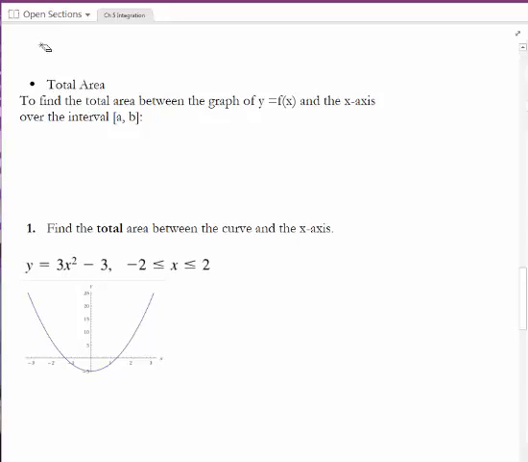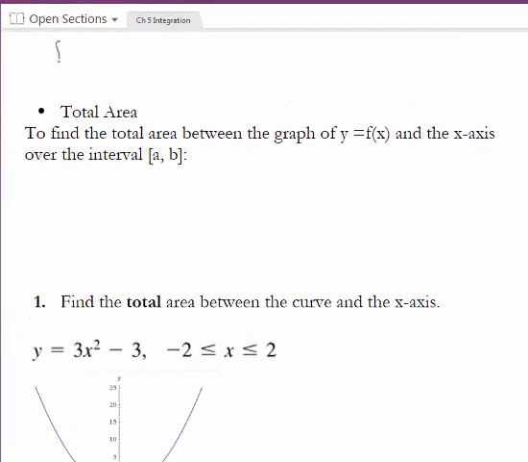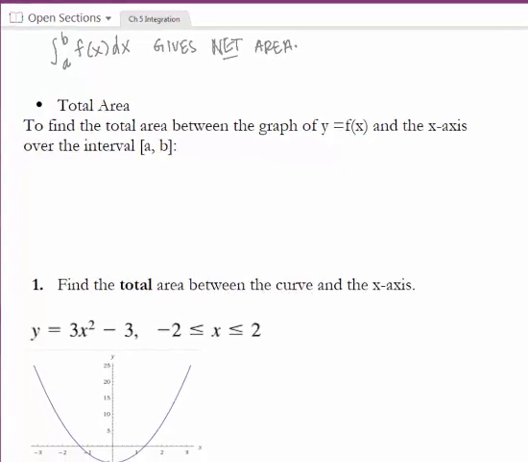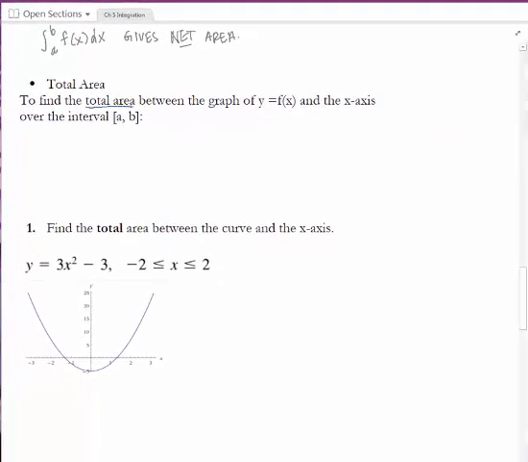Because remember that the definite integral from a to b of f of x dx gives the net area, we have to take some other steps if we want to find the total area, just to be sure that we've got it when the function intersects the x-axis.